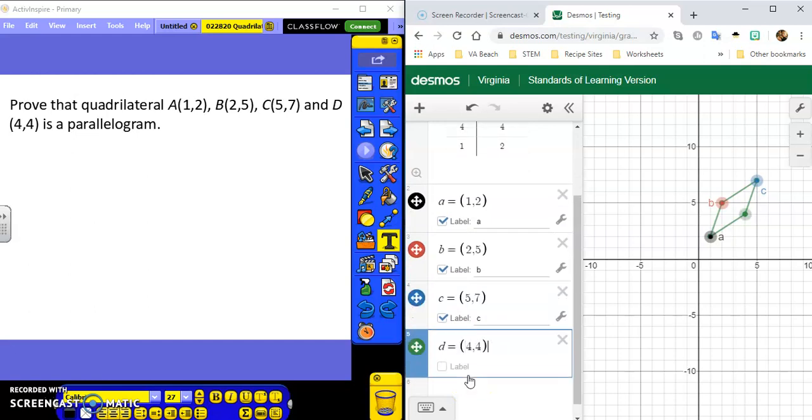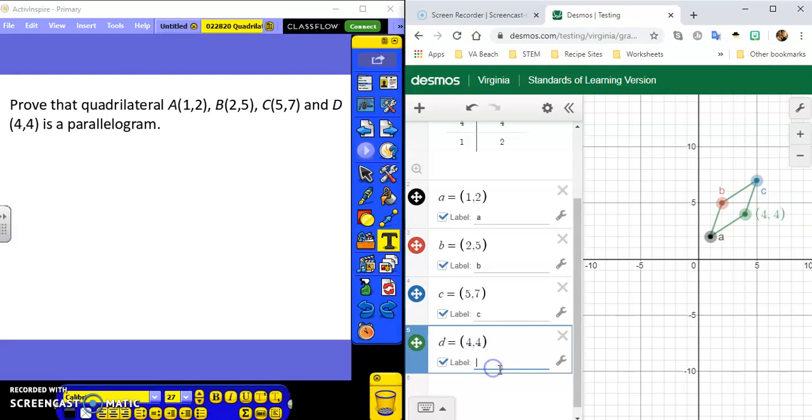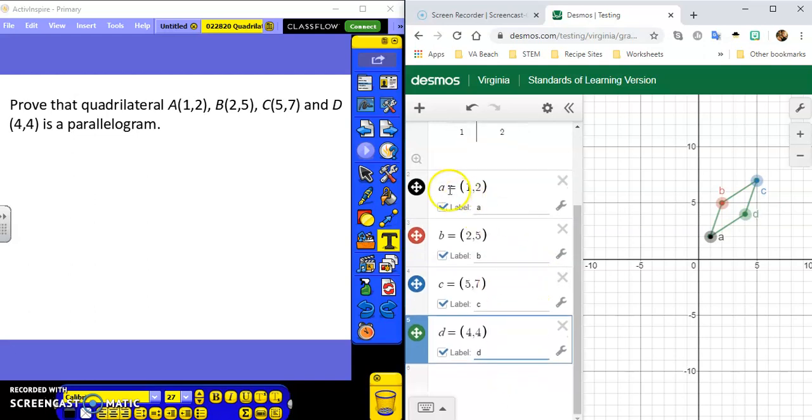Now, when you go to do this, the one thing you need to be mindful of: capitalization matters. I made all of my points lowercase, so when I go to use those points later, I need to use lowercase letters. If you want to use capital letters, that's fine. Just when you go to use those letters later, make sure you use capital letters.